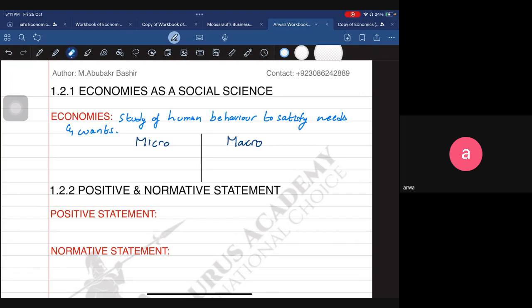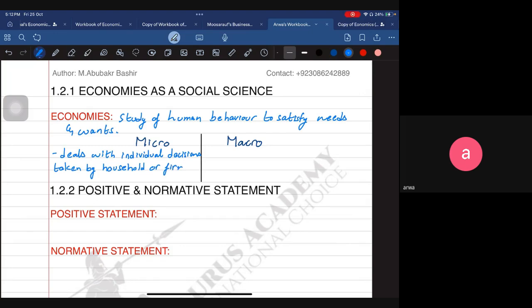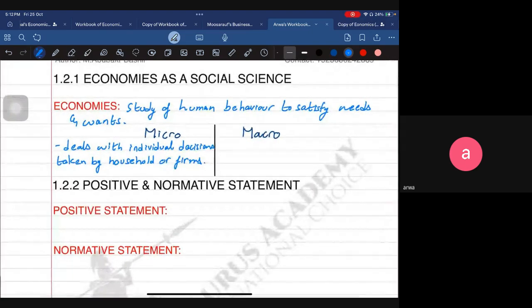Great, great, great. So, it basically deals with individual decisions taken by households or firms, right? So yes, this is what the microeconomy is. So you're dealing with the household and the firm's decisions, what price to charge, what wages are going to be determined. So all those topics come under microeconomics.